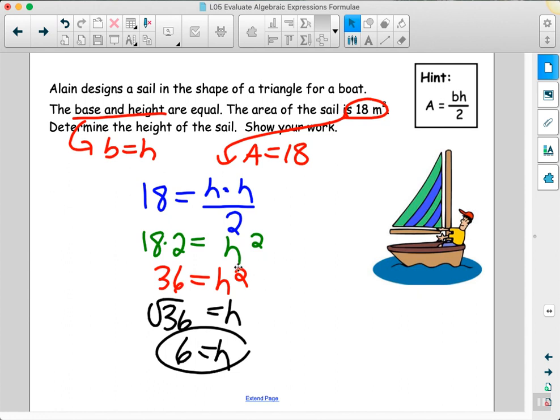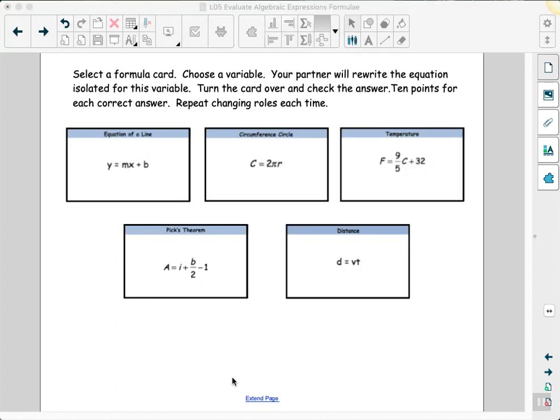And then I need to undo this. Well, how do you undo squaring? You undo it with the square root. So I now have the square root of 36 is H, and then that gives me that 6 is H. So the height of this sail would end up being 6. All right, let's move on to the next page and see what's next.